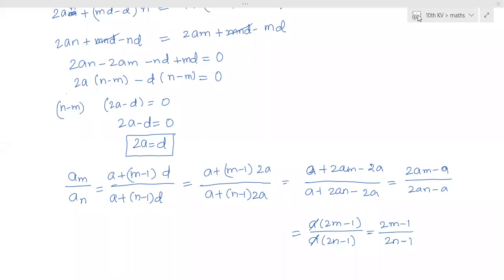Any doubt anyone has? Anyone has any doubt? Quadratic equation exemplar, have you solved? Yes, ma'am, I got it. Any doubts? No doubts.